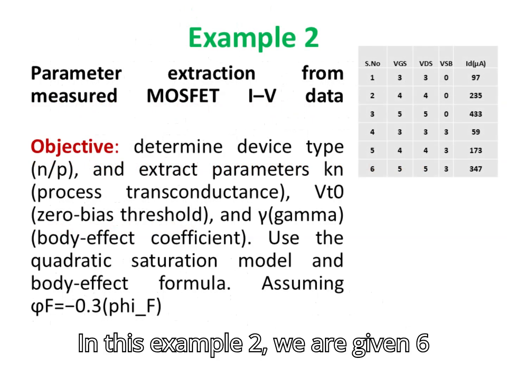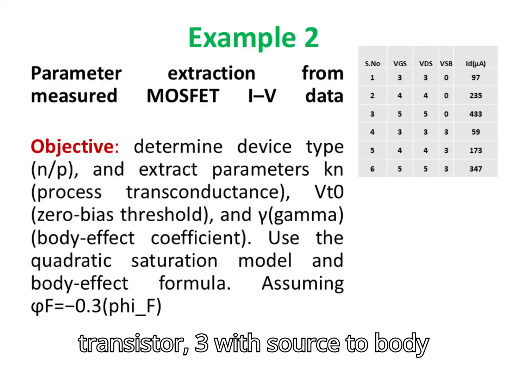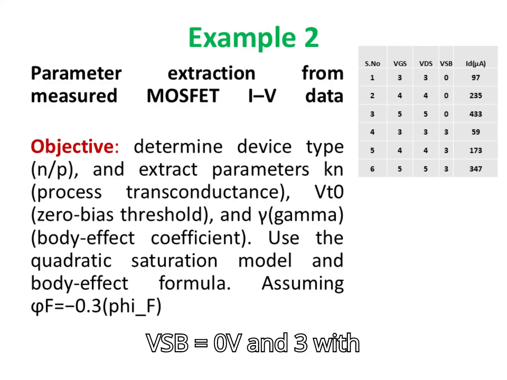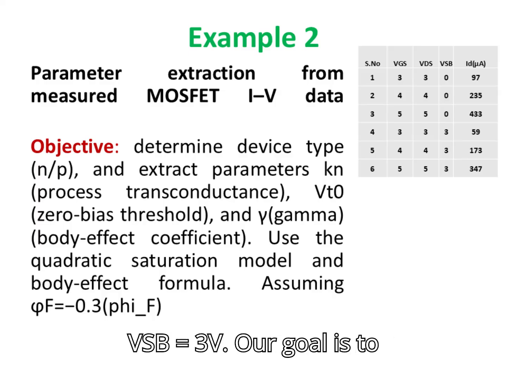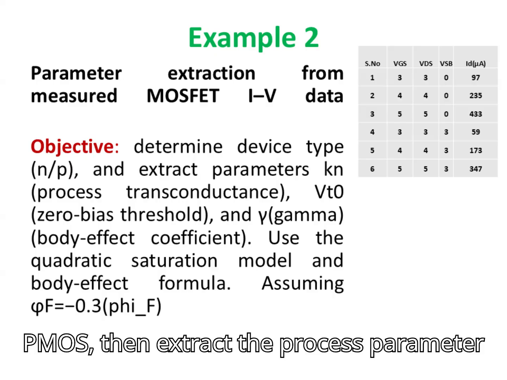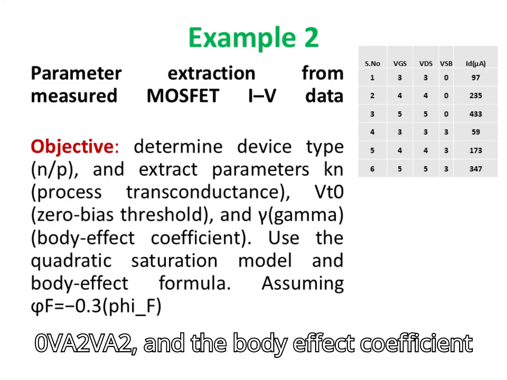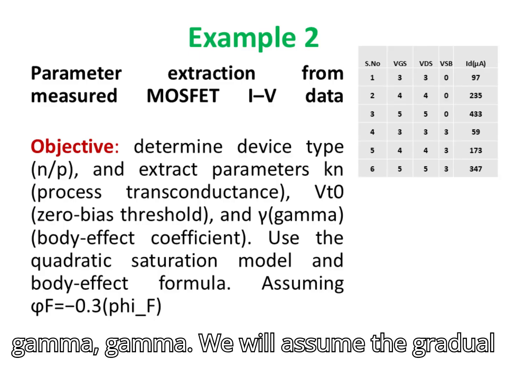In this example 2, we are given 6 measured operating points for a MOS transistor, 3 with source-to-body voltage VSB equals 0 V and 3 with VSB equals 3 V. Our goal is to identify whether the device is NMOS or PMOS, then extract the process parameter Kn, the zero-bias threshold voltage Vt0, and the body effect coefficient gamma.